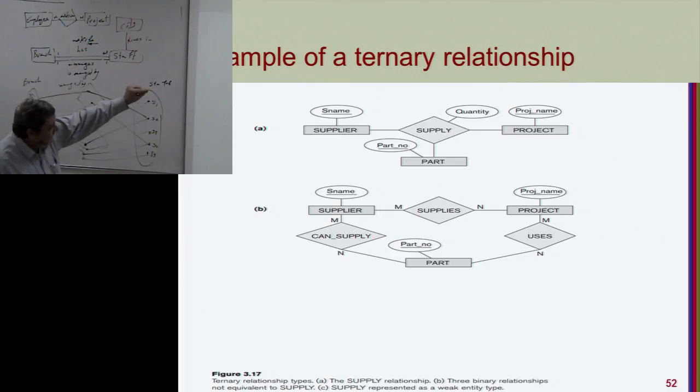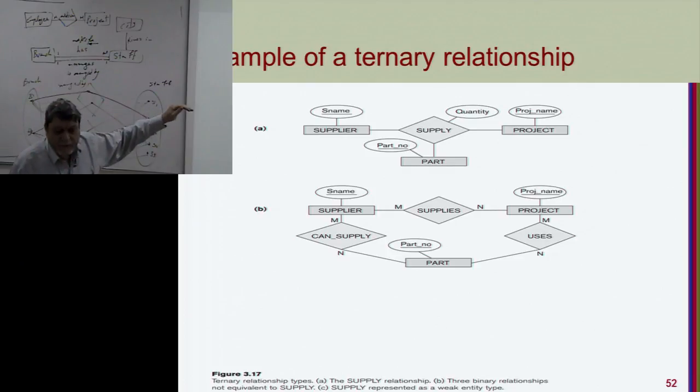And it's underlined, which means that it is the primary key for this supplier. Project has a project name, and again, it is the primary key. Part has a part number, among many other attributes. It might have 10 attributes, but we are focusing only on the primary key because this is the identifier. Of course, we understand that there are many other attributes. So part has part number.